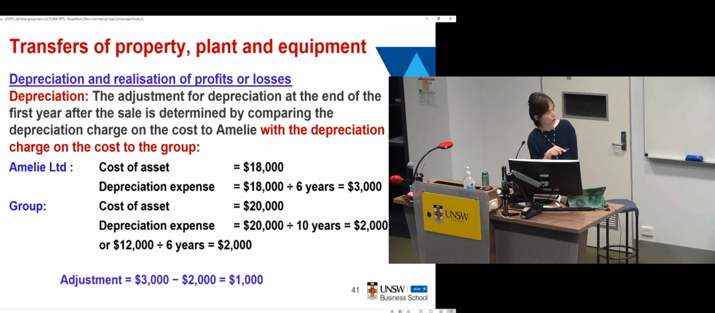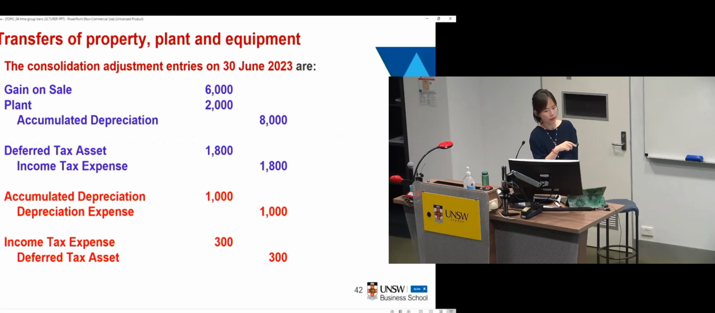So from the group viewpoint, we should report 2,000 depreciation. However, in the record of the legal entity Amelia, there is 3,000. Now that is overstated by the legal entity, right? So the depreciation expense is 1,000 higher in the record of the legal entity, therefore it needs to be adjusted downwards in the worksheet by 1,000.